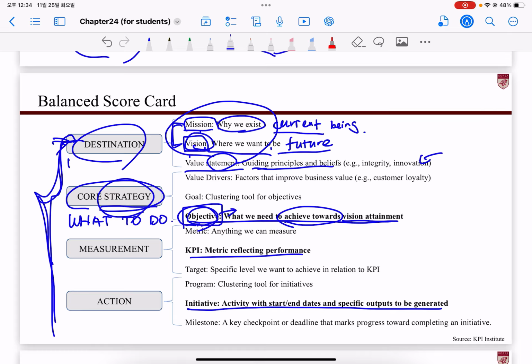And destination is about where we are and where we want to be. So it's about where, okay? Strategy is about what to do or how, right? How to do. Measure is also about how, right? How to measure. So the important metric is the KPI, right? From these 4 different perspectives that I have shown you.